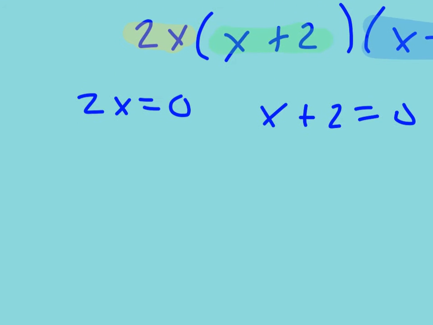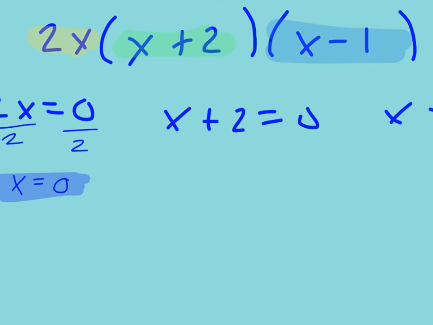In my first equation, how do I solve for x here? 2x is equal to 0. How do I get that x all by itself? Awesome. Since 2 is being multiplied to x, we do the opposite. So we divide both sides by 2. So we get x is equal to, what's 0 divided by 2? 0. x is equal to 0. So that's answer number 1.